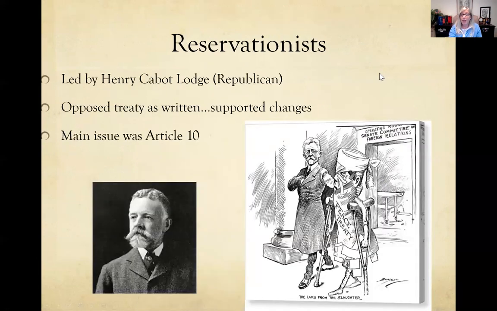Okay. There is another group called the reservationists. In particular, Henry Cabot Lodge is part of this, who opposed the treaty with the League of Nations as it is already set. They believe that if you adjusted Article 10 of the treaty, which is about the League of Nations, so that it does not obligate the United States military to take action in another country, then the US would be okay with it. Okay, so these would be the reservationists.